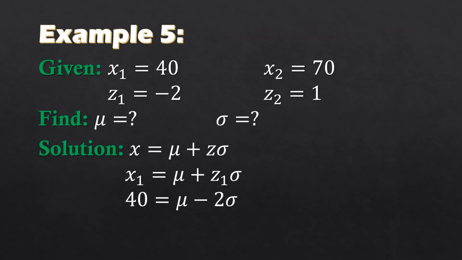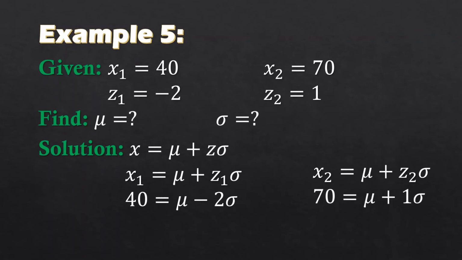So we have the x sub 2 equals mu plus z sub 2 times the standard deviation. The given for x sub 2 is 70 equals mu plus 1, which is the z-score z sub 2, times the standard deviation, or simply sigma. So let's solve these two equations. We have two equations and two unknowns, which are mu and the standard deviation.